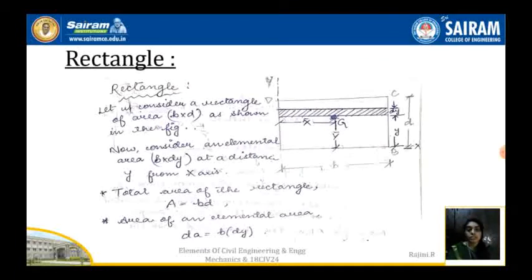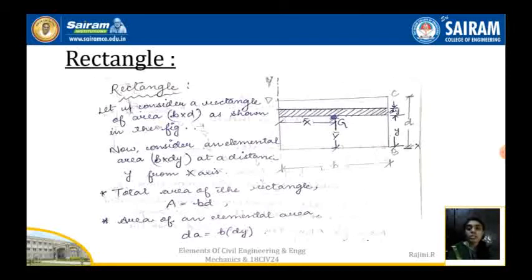You can see the figure here. The breadth is b and the depth is d. The centroid lies exactly in the middle. We already know the answer will be d by 2. And if you go for x bar, that is with reference to the y-axis, the answer will be b by 2. Already we know this in the case of a rectangle, but still we will derive the formula.